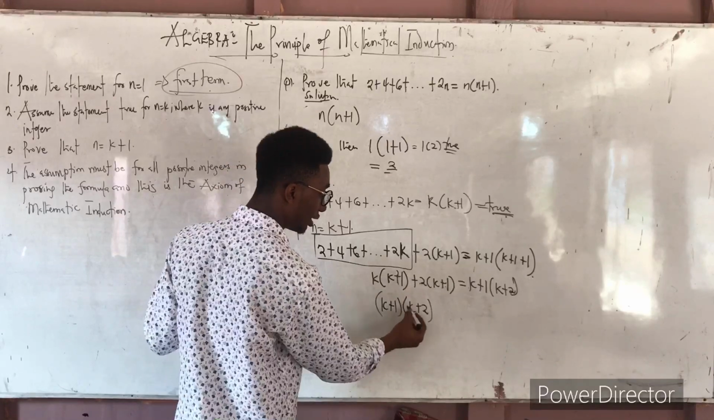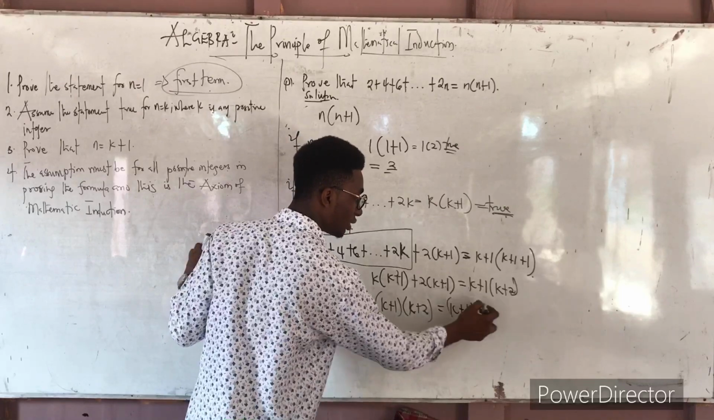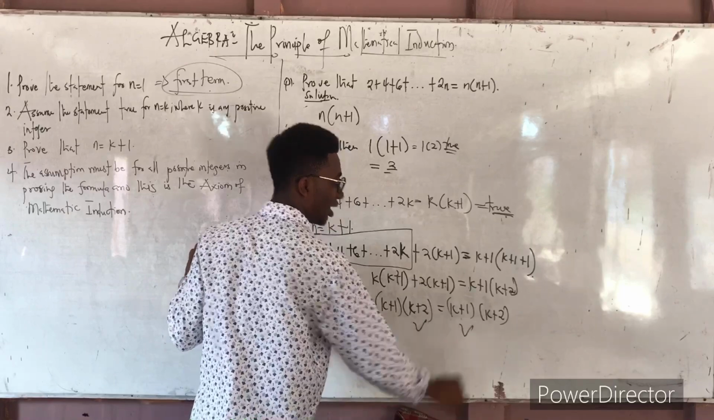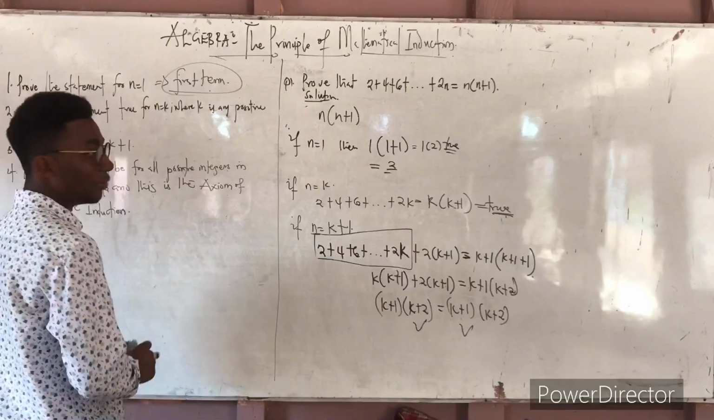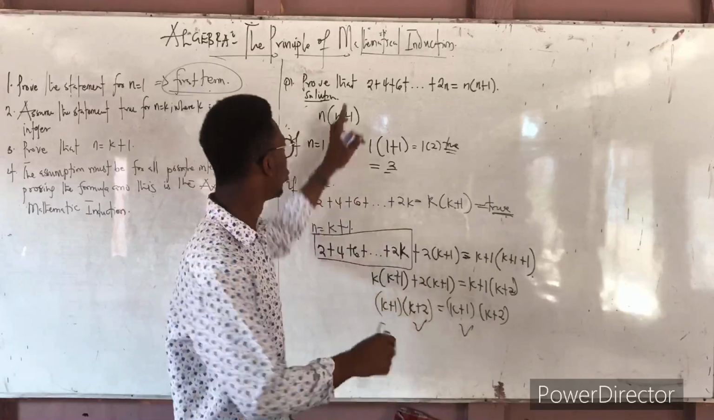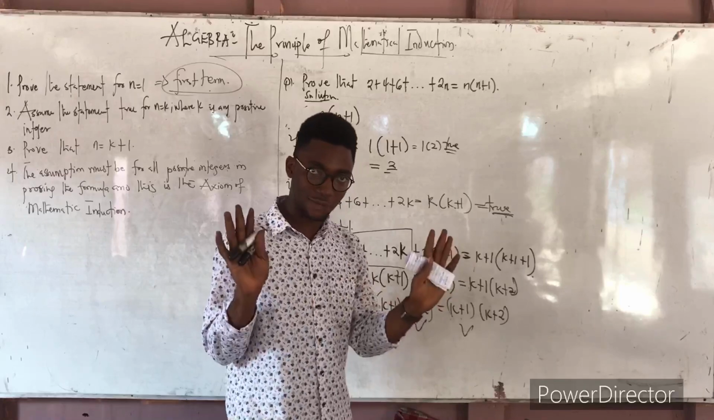So if you do this, what you are getting is k plus 1 multiplying with k plus 2. So since the right hand side and the left hand side are equal, then we say the equation for n plus 1 is valid. So 2 plus 4 plus 6 giving 2n, for n plus 1, is now valid.